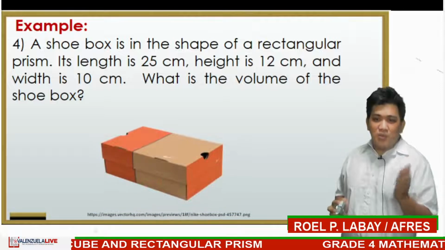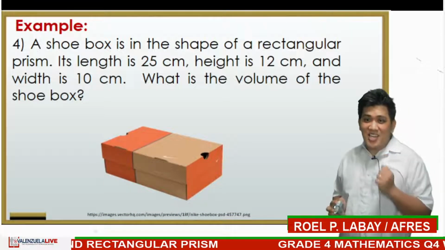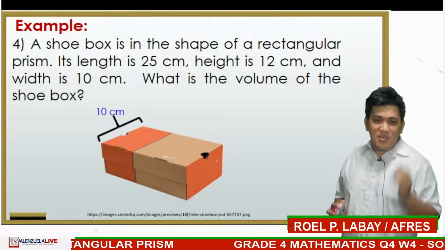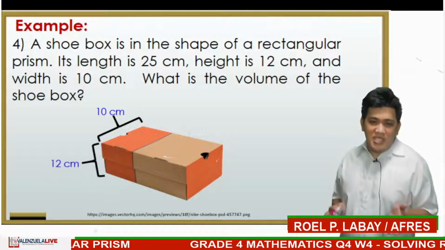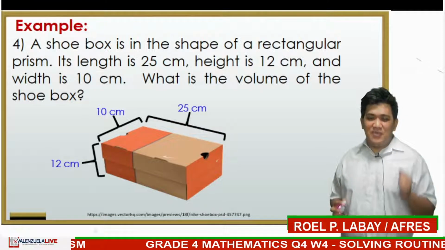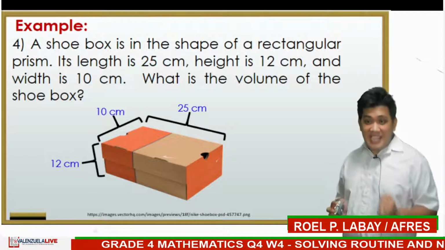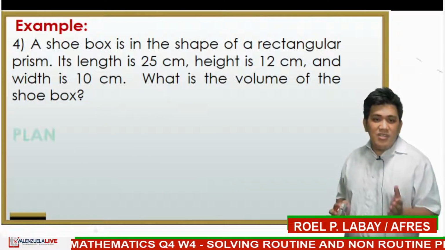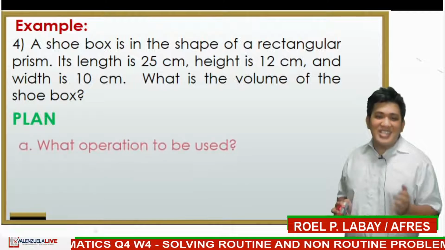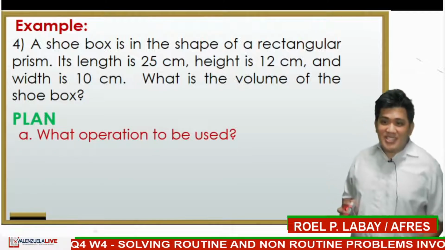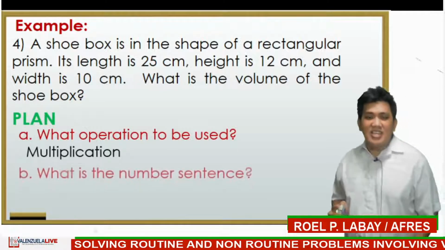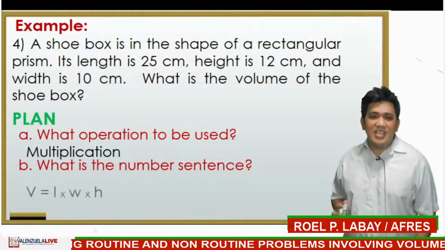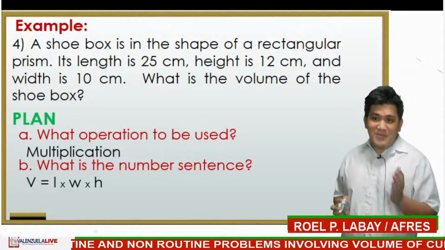And we visualize. So this is a shoebox with the dimensions of 10 centimeter, 12 centimeter, and 25 centimeter. So it is a rectangular prism. We solve it. We will plan what operation to be used. Very good. Multiplication. And then what is the number sentence? Volume is equal to length times width times height.